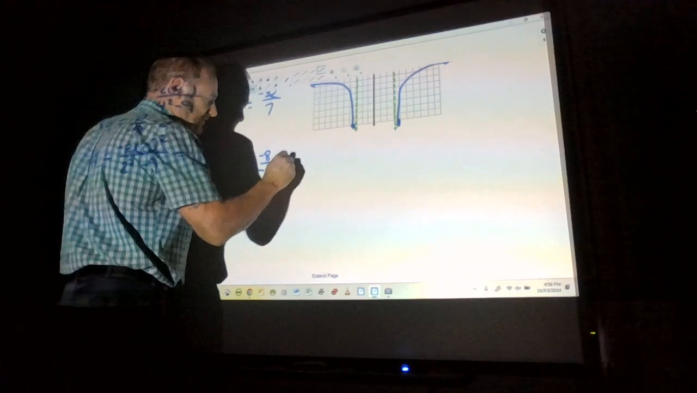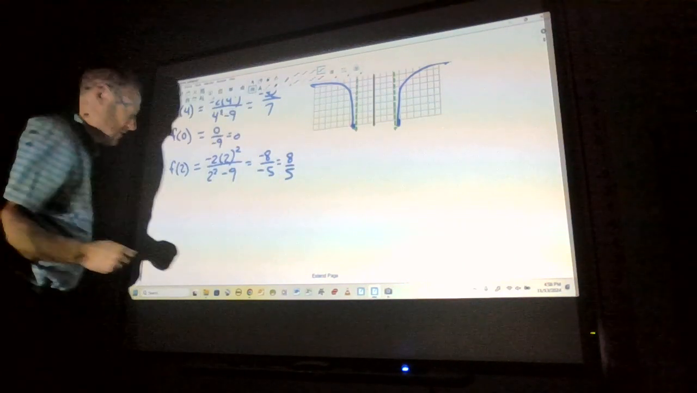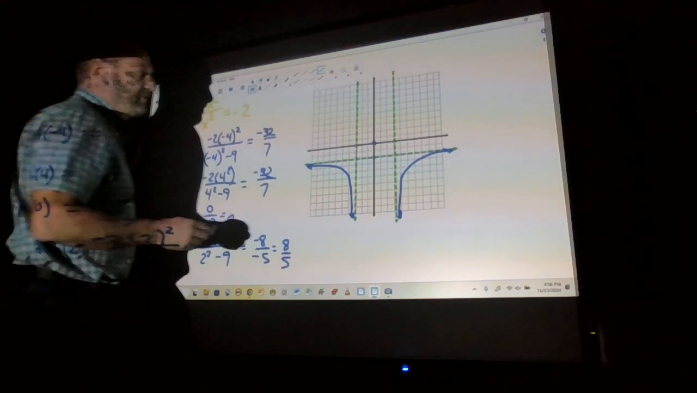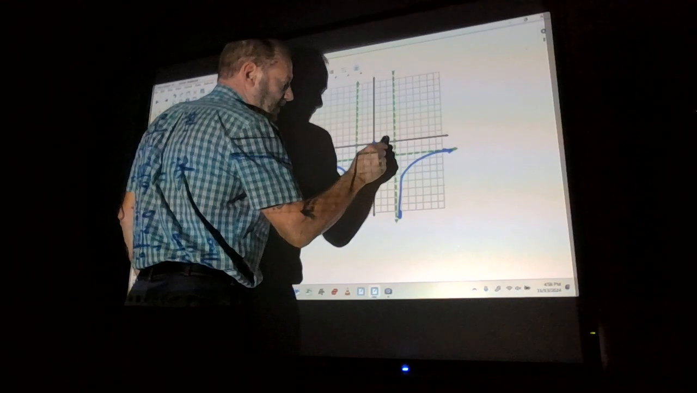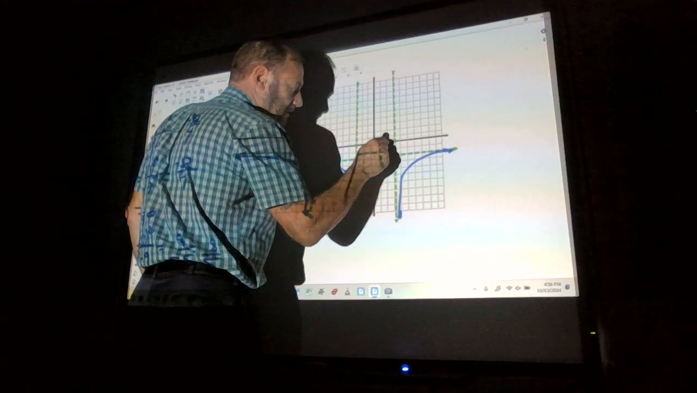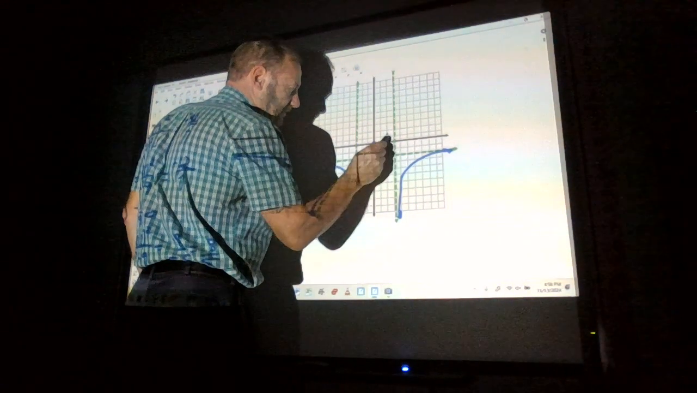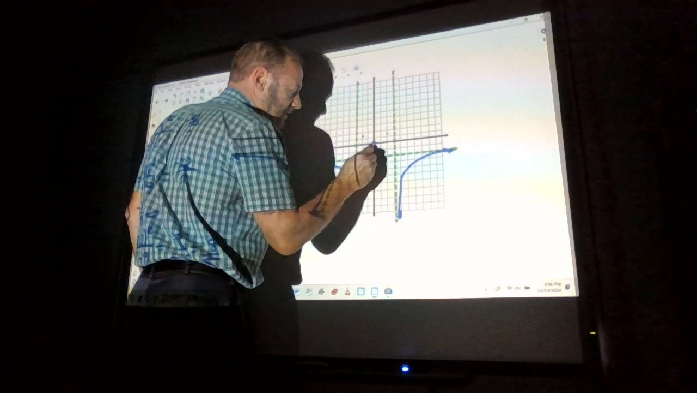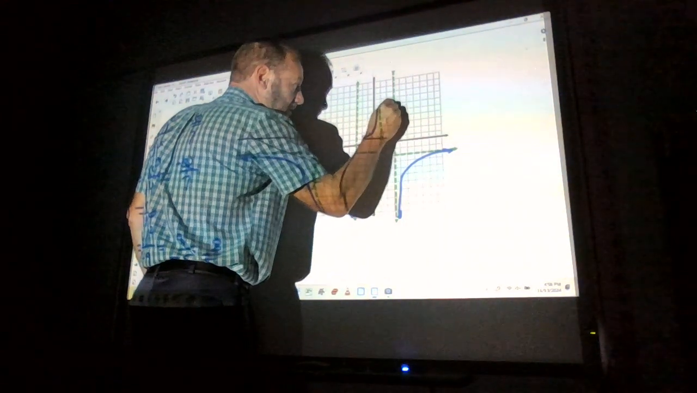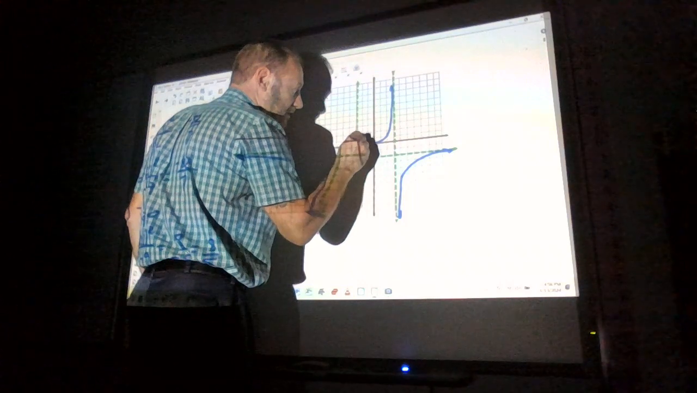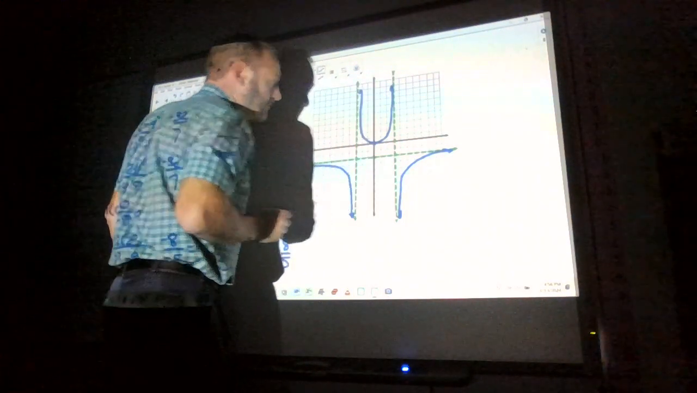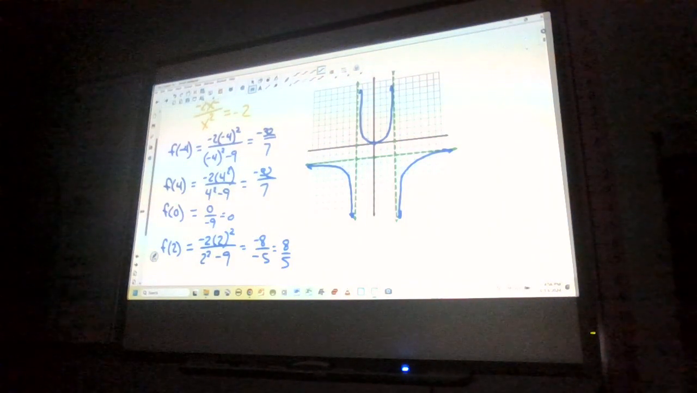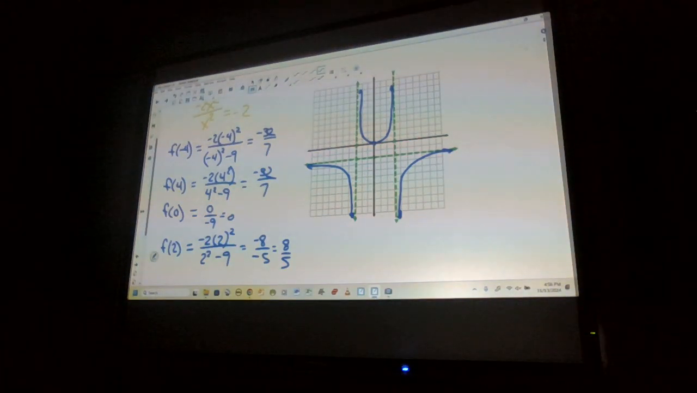Okay, so this is going to be 8/5. All right, 8/5. That's 1 3/5. It's going to be right about here. And then I'm going to have a symmetric one right about here. So this thing's going to look like this. And there you go. So that's pretty fun, pretty cool to do.